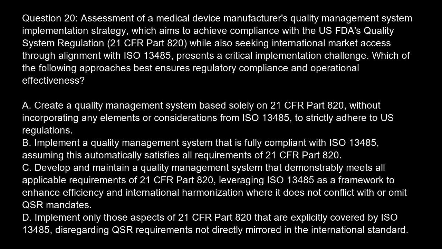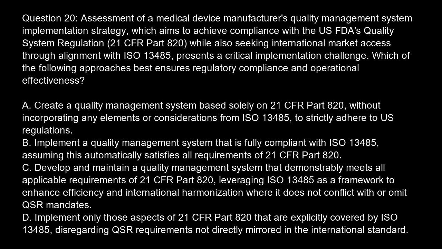Option A. Create a quality management system based solely on 21 CFR Part 820 without incorporating any elements or considerations from ISO 13485 to strictly adhere to U.S. regulations. Option B. Implement a quality management system that is fully compliant with ISO 13485, assuming this automatically satisfies all requirements of 21 CFR Part 820.